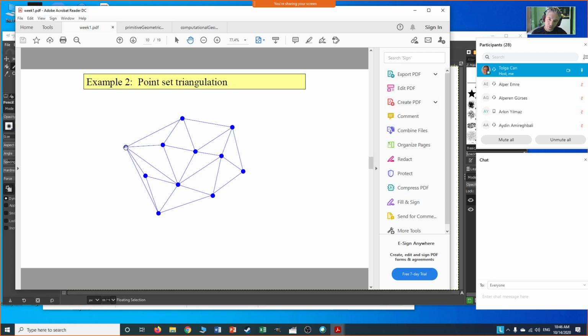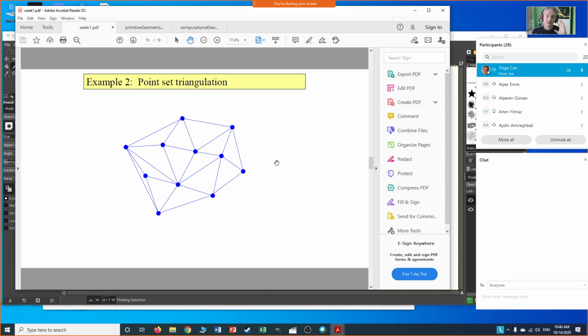For example, I don't want to draw an edge between this one and this one because it will cross all these triangles. This is called the triangulation of a point set, and it's especially useful when these points are in 3 dimensions. Imagine you have a 3-dimensional scanner in which you want to generate a 3-dimensional model of some sculpture, some objects.